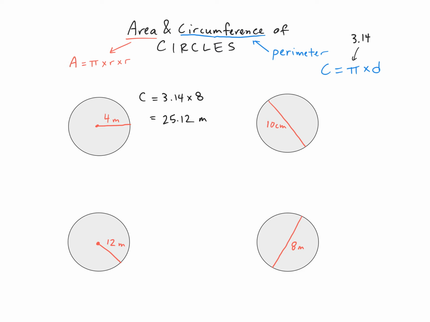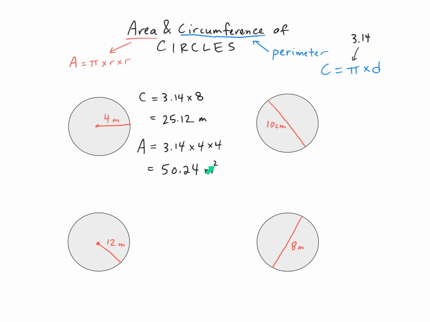So in this example, this first one here, the area is 3.14, pi, times the radius, which is 4, times the radius again, and I gave you the radius for this question, and that will give us our answer. So 3.14 times 4 times 4 gives us 50.24 meters, and now because we're talking about area, squared, okay?